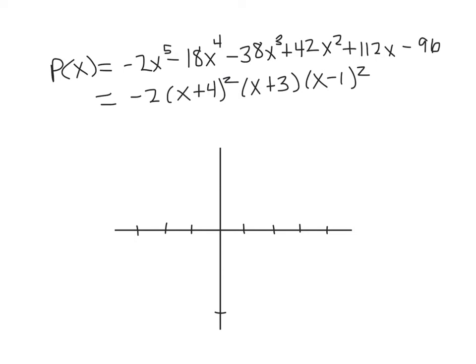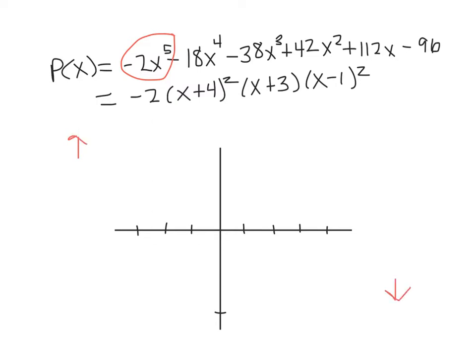Let's graph this polynomial. It is a degree 5, and we're going to start off with finding the end behavior. So the end behavior depends on this leading term. It's an odd degree, so it's going to do opposite things on either side, and it's a negative leading coefficient. So that tells us it goes up on the left and down on the right.